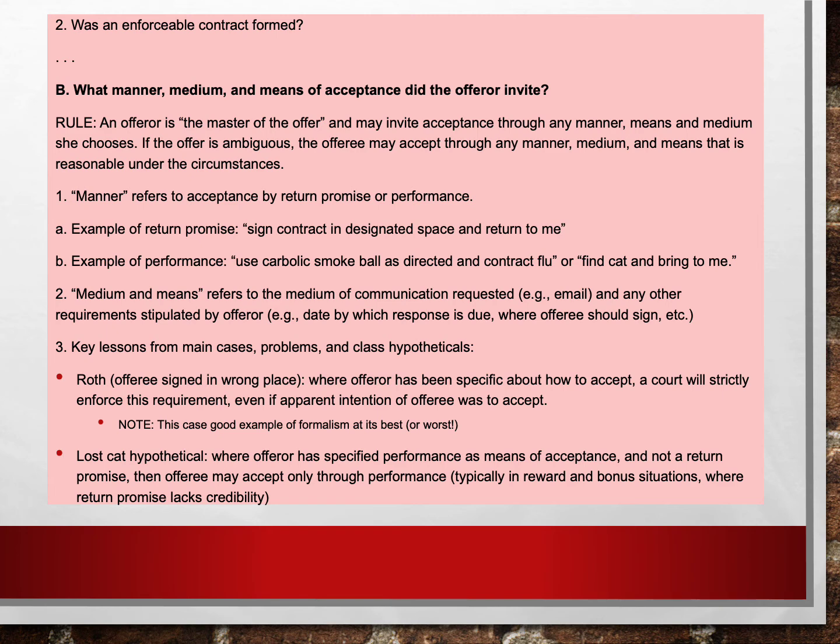And you might also note that that lost cat hypothetical was an illustration of a reward situation, and that this general rule, or lesson, that I've identified here is typically going to arise in reward situations or bonus situations where the offeree's return promise wouldn't be very credible. It doesn't make much sense for the offeree to promise to find the cat. Who knows if he or she would be able to do so.